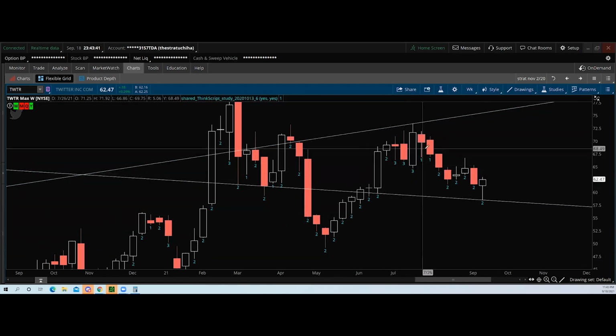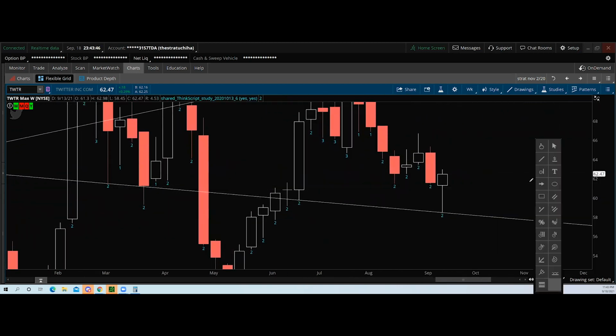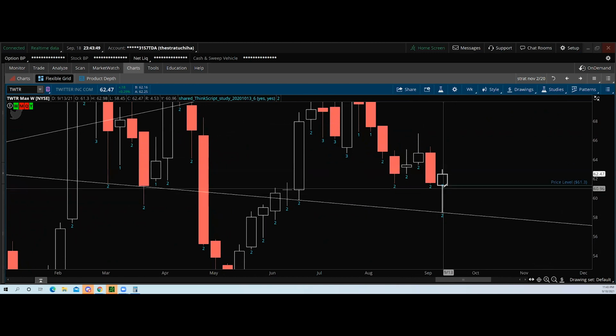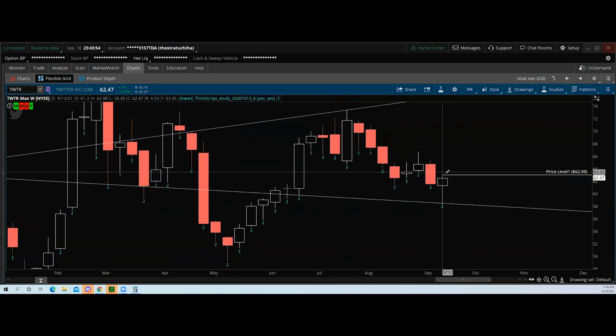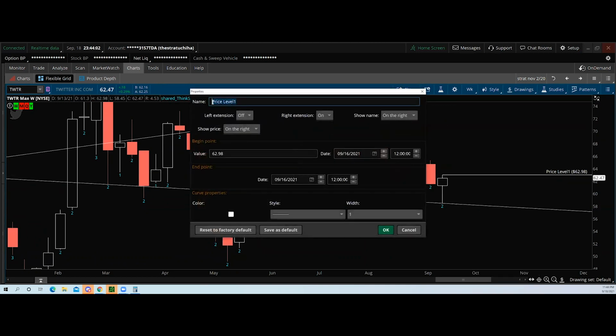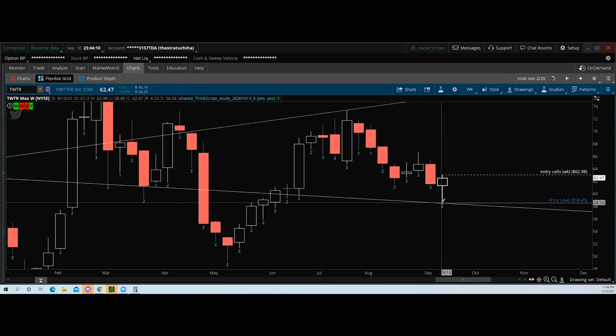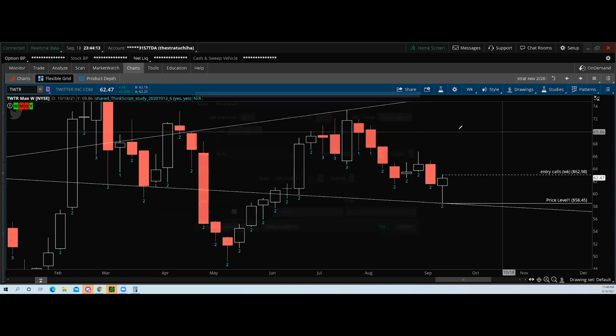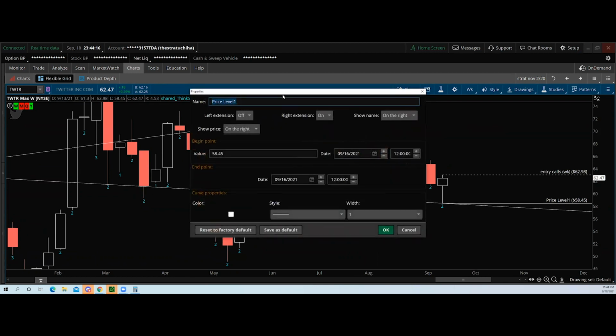So not with SQ, with Twitter, your entry will be right here, off it potentially being the bottom of the triangle, bottom of the broadening formation, basically, and we can get a 2 down, 2 up reversal right here. All right. So entry calls week. Change this to a dotted line for the week, and then below here would be your entry for puts. If this isn't the bottom of the broadening formation, entry puts week.